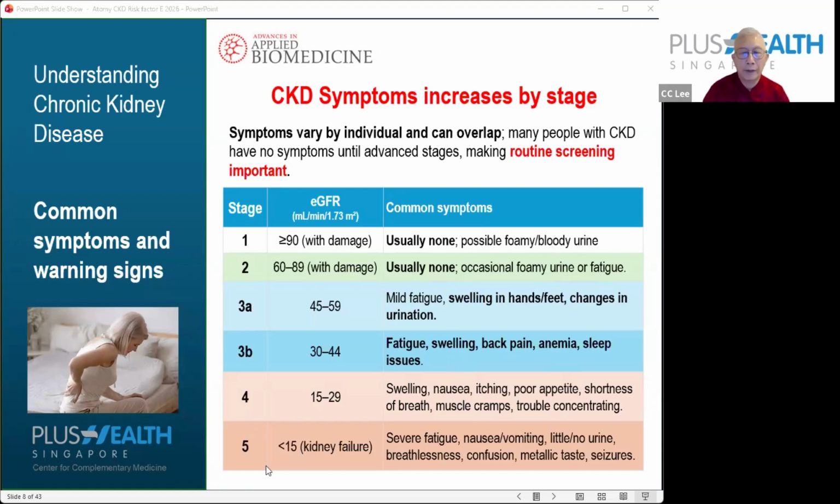Of course, in stage 5, where you are in the kidney failure stage or end-stage kidney disease itself, very often the patient will suffer from severe fatigue, nausea and breathlessness, confusion, a metallic taste, seizures and so on.